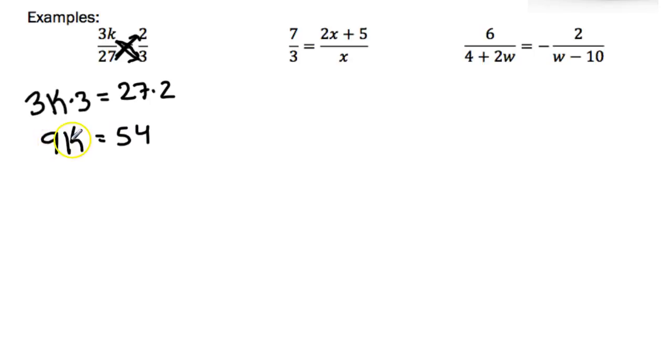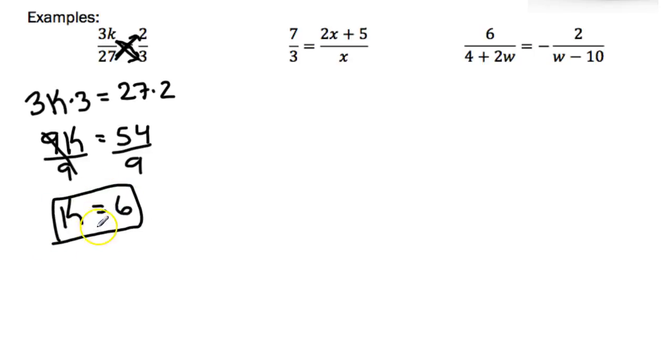So this is 9k, which means 9 multiplied by k. You want to do the inverse operation, so that is divide. So I divide each side by 9. This cancels. I'm left with k. And 54 divided by 9 equals 6. So my answer right there is 6. So that is cross product, and you can use that to solve for variables.